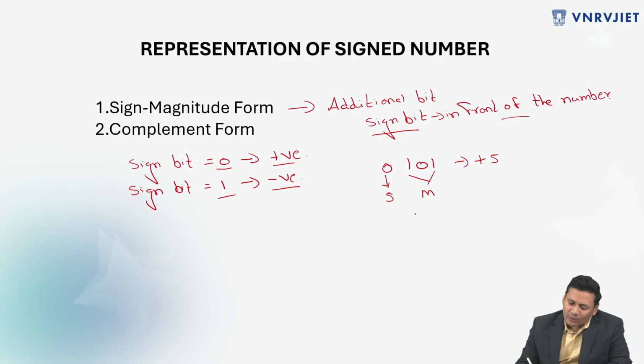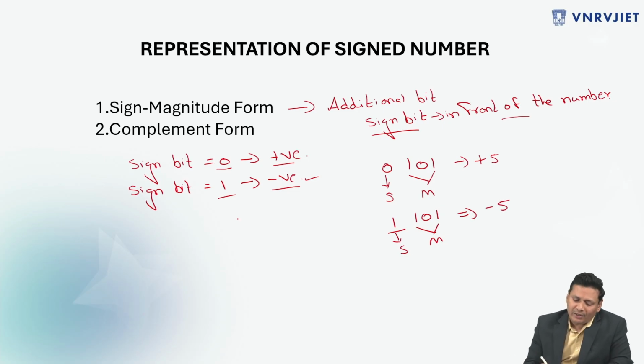Now second example. I want to represent -5. So 101, and in front I will place a 1. This 1 is my sign, and this is my magnitude. As my sign is 1, 1 indicates negative. So it is called -5. Clear? Let us take one more example. I want to represent 15. So 15 is 1, 1, 1, 1. To represent +15, it will be 0, 1, 1, 1, 1.